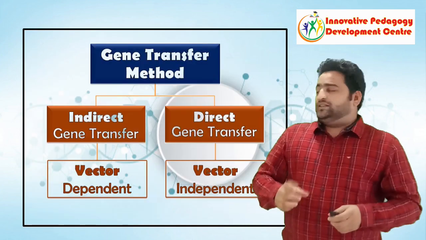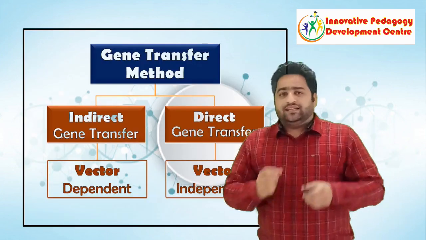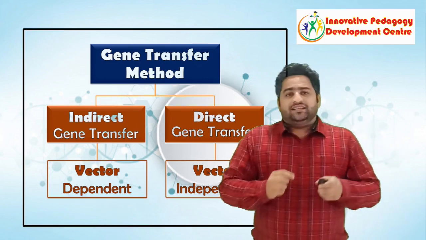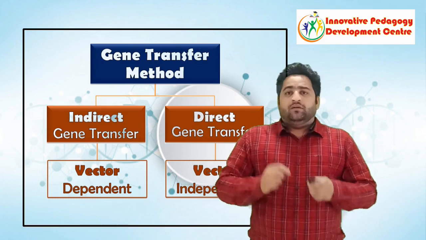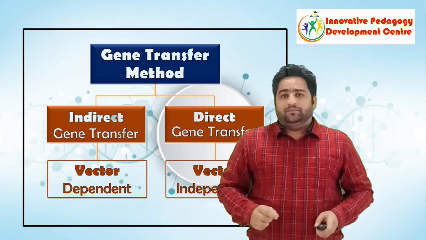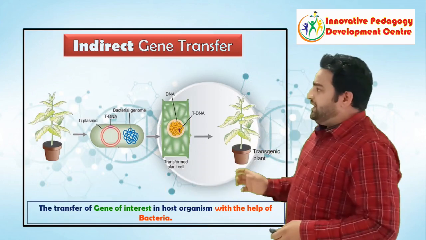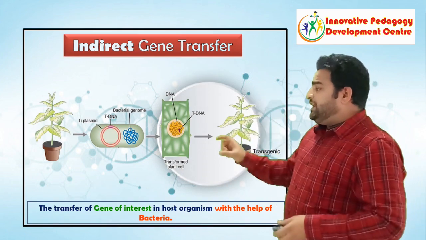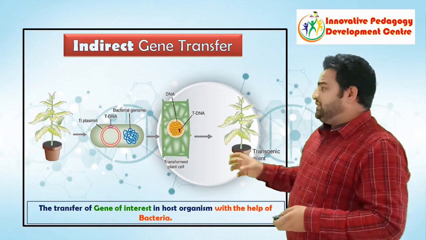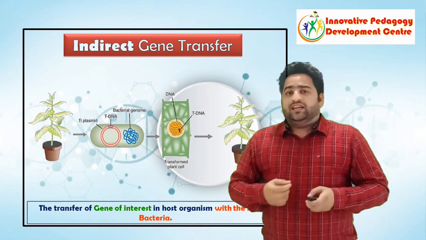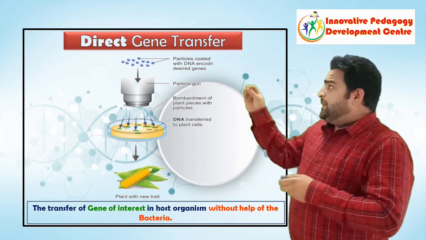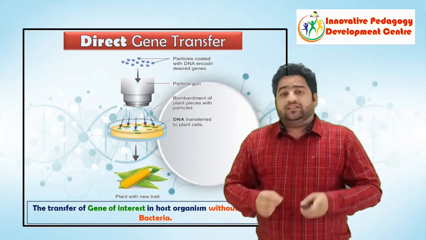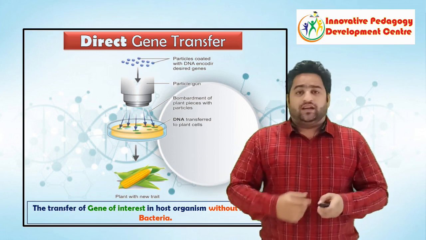So there are two methods of transfer of gene, that is the indirect gene transfer method and the direct gene transfer method. Indirect gene transfer is vector dependent while direct one is vector independent. In this picture you can see in indirect gene transfer, you need another organism or another vector for creating the genetically modified organism. But in direct gene transfer, you don't need any kind of another organism to create the genetically modified organism.